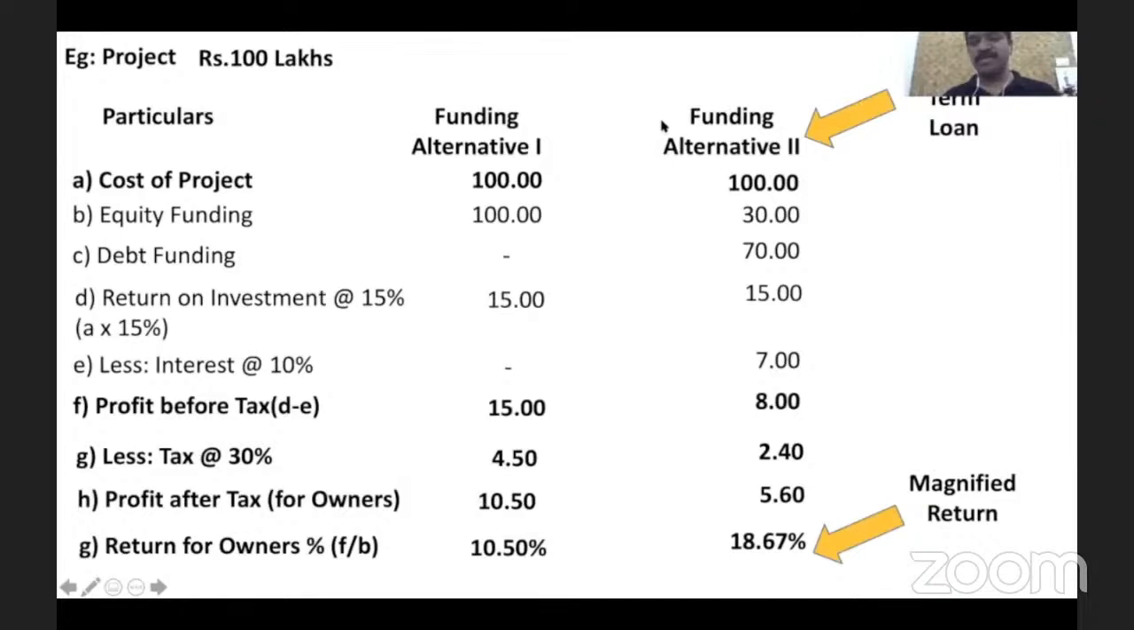But here there is an assumption. The assumption is that in both scenarios, the return on investment is the same. And it also means that market condition is good. If the market condition is not good, the term loan itself will become a bigger burden.